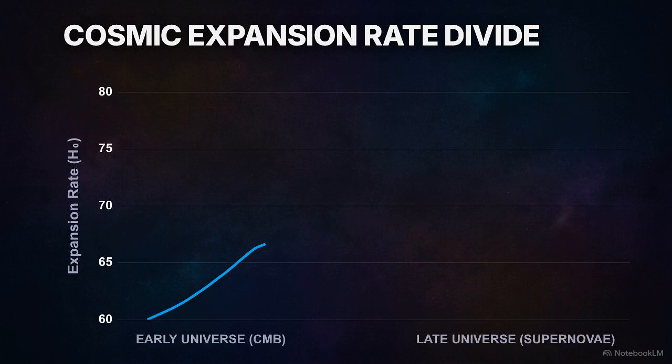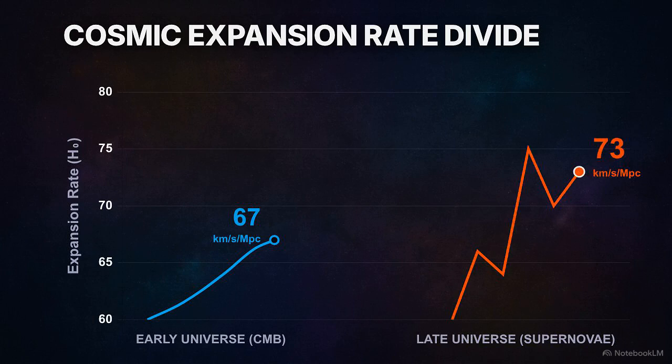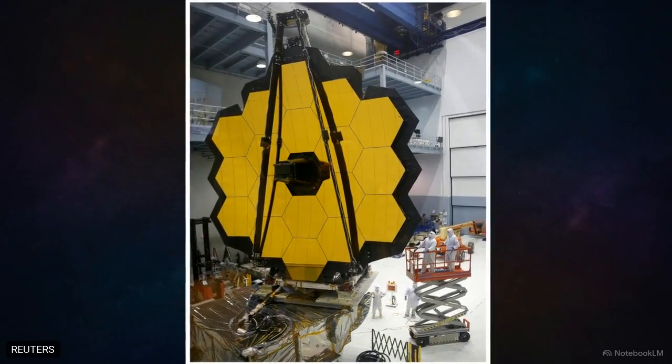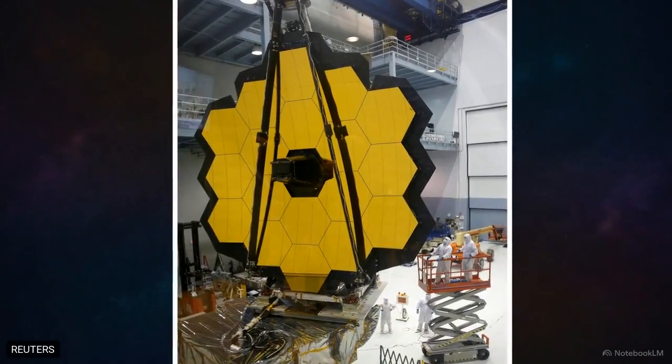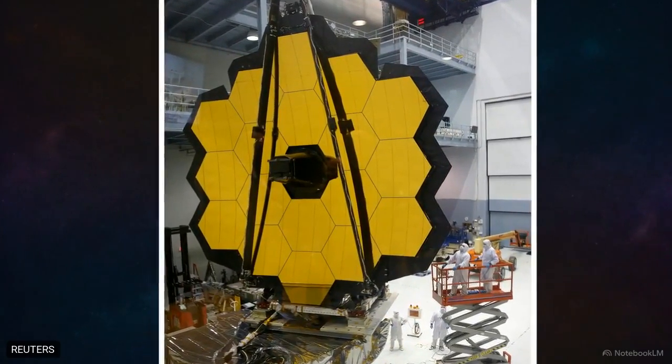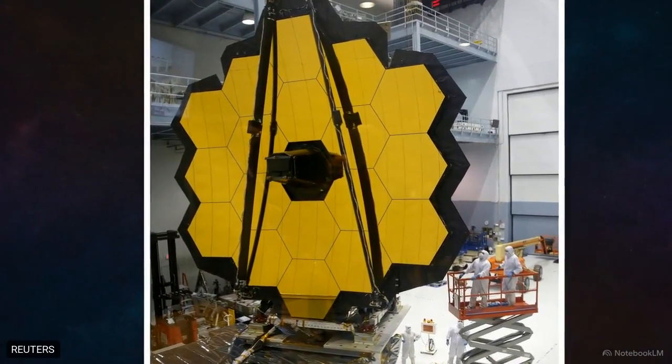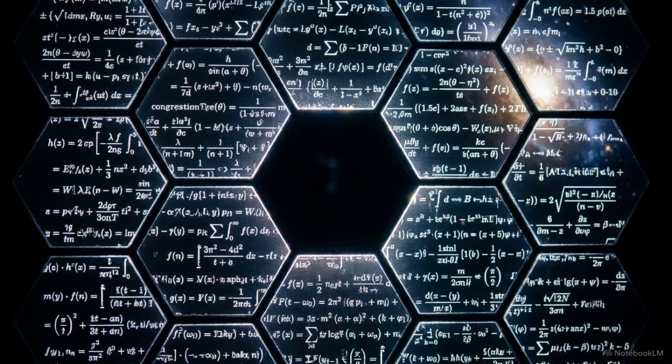If we measure the early universe, the data shows space expanding at a rate of 67 kilometers per second per megaparsec. But measure the late universe, the space closer to us, and that rate jumps to 73. Initially, researchers assumed our tools were slightly miscalibrated, but recent data from the James Webb Space Telescope eliminated that possibility. The instruments are flawless. Both numbers are mathematically correct.